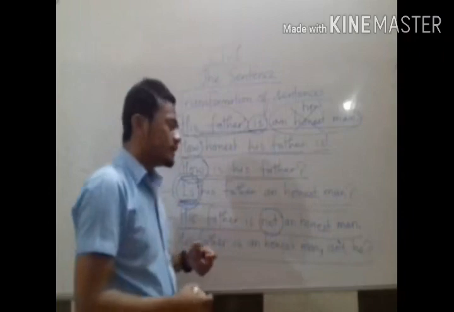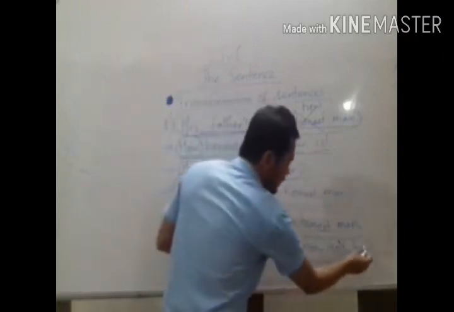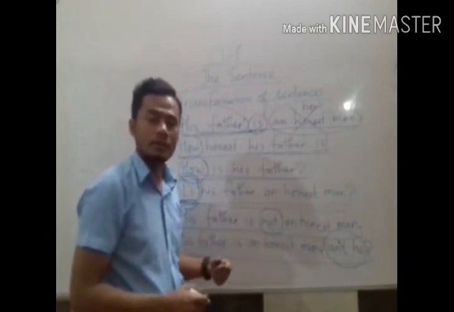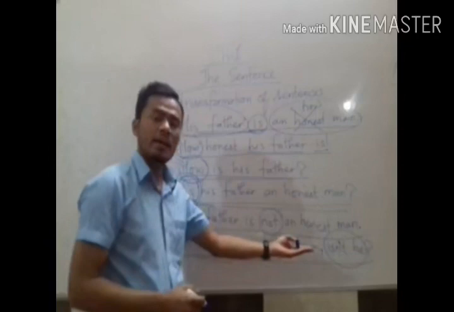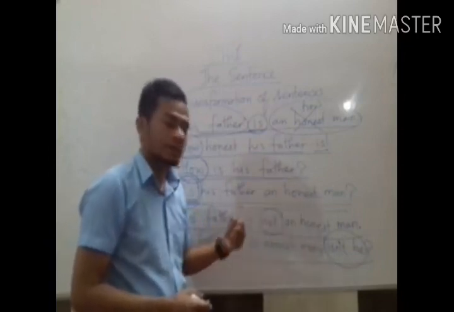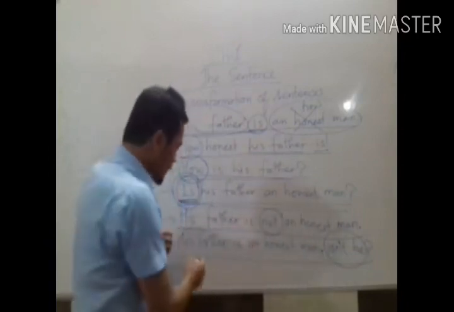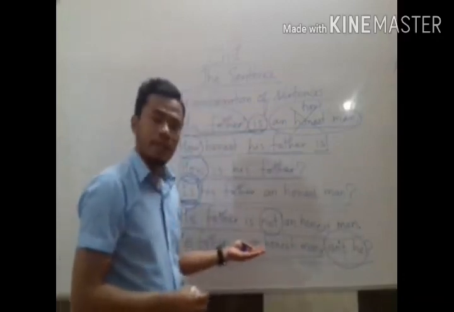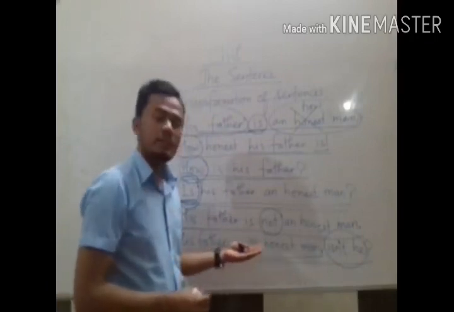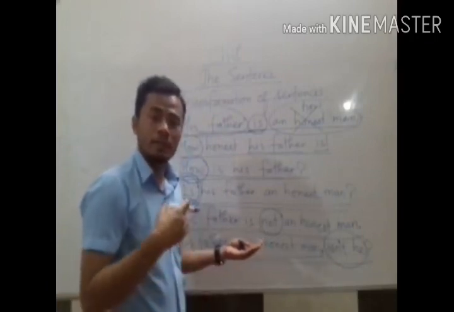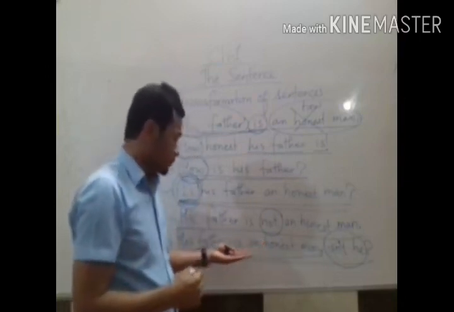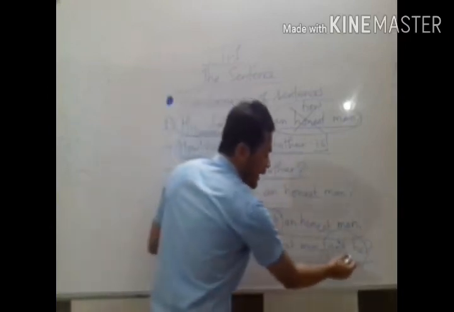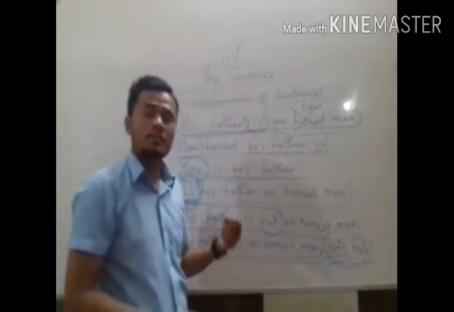His father is an honest man, isn't he? So here this is a tag question. A tag question means I have framed the question by using a question tag. So here, his father is an honest man. I told you this is a positive assertive sentence. That means this sentence delivers positive information. So if the assertive sentence or the statement is positive, then the question tag will become negative. Negative means the question tag has no or not in it.